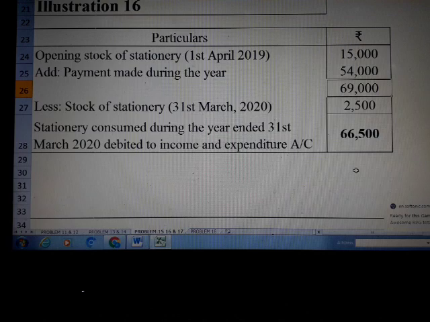Any doubt, students? Are you clear with the concepts? It is very simple. We have to take the stationery value which is available in the question, that is the opening value of the stationery. To that you will add the purchases of stationery during the year. That will give you a net amount. From that net amount you need to subtract the stock of stationery towards the end of the year, that is 2,500. That will give you the amount to be debited to your income and expenditure account.